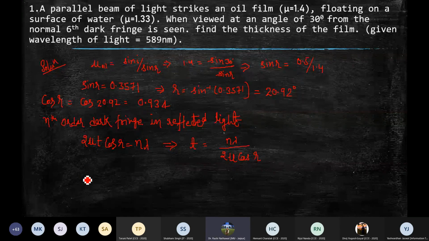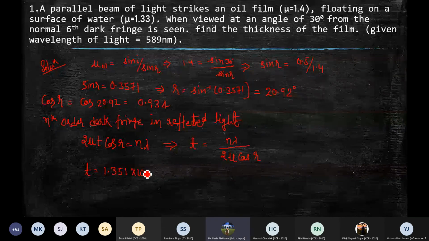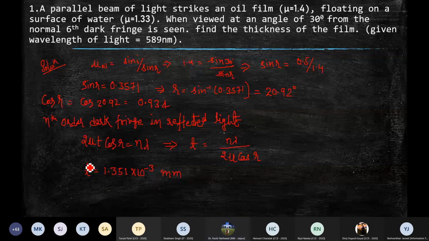Now there's a very simple calculation remaining. Put the value of n, lambda, 2, mu and cos r, everything. n is 6, lambda is given already, 589 nanometer. Once you calculate, the answer will be 1.351 into 10 raised to power minus 3 mm. This is the answer.